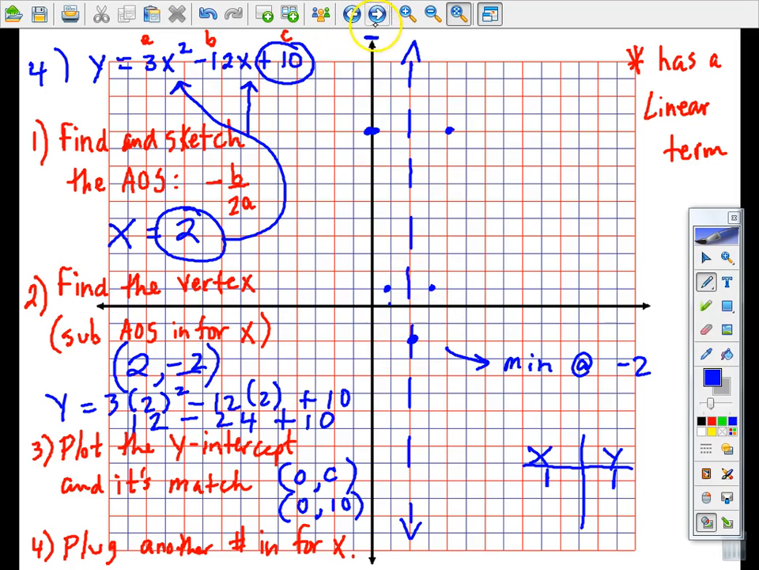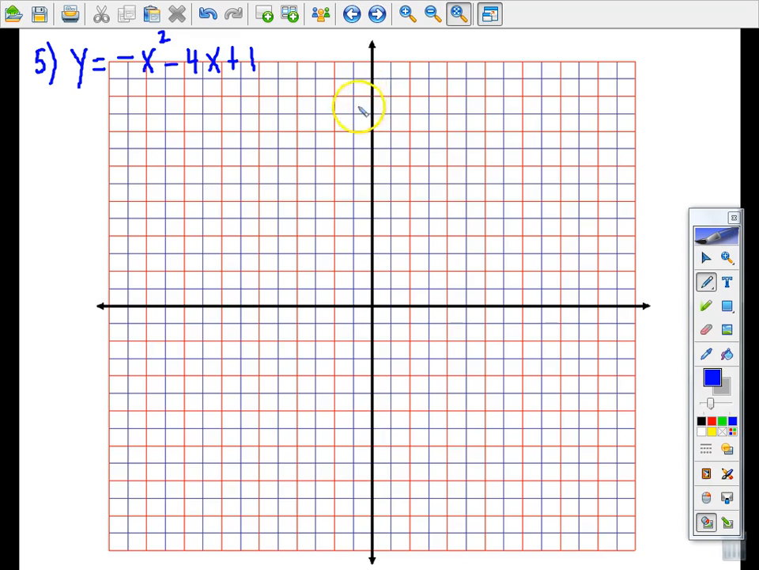Think you got it? I'm going to do some examples on a separate video, actually some of the problems that you're going to have to do. I don't think we're going to have time to get to this one, but how does it open? Opens down. You have your 4 steps on how to find the AOS, the vertex, the y-intercept, and then plug in another number. That's what your 4 steps are.